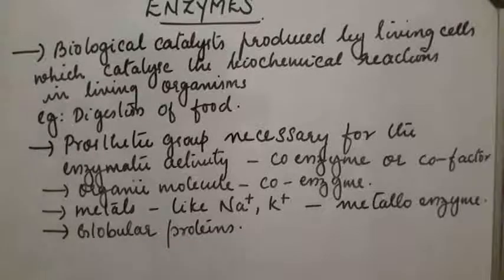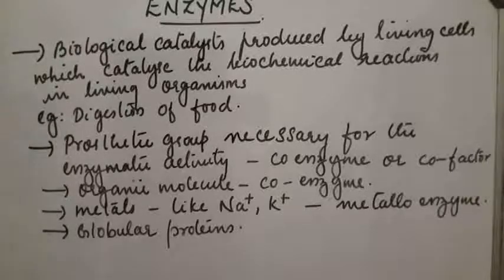Next, there are about 3000 enzymes identified. And for a particular reaction or a particular substrate, there must be a specific enzyme. And also they got the name from the class of the compound from which they are produced.